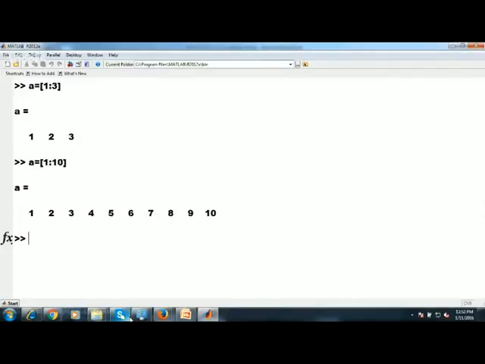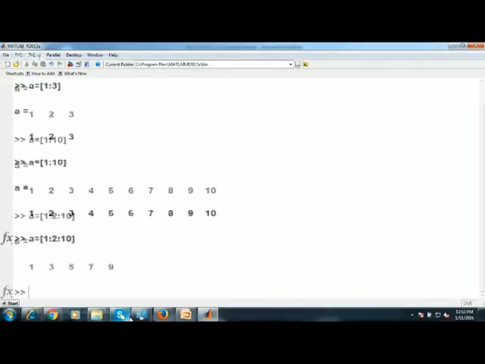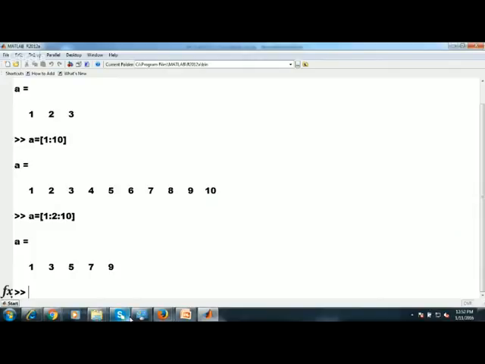Okay, now if I write a 2 in between, what should I get? Yes, 2 is an increment operator. 1 is the starting value, 10 is the final value, 2 is the increment value. So 1 plus 2, 3 plus 2, 5, 7 and 9. Okay, so this notation means it will generate vectors depending on the starting value, the final value and the increment which you require.